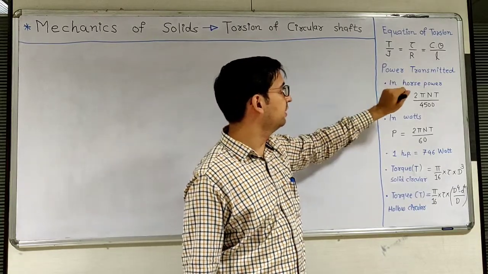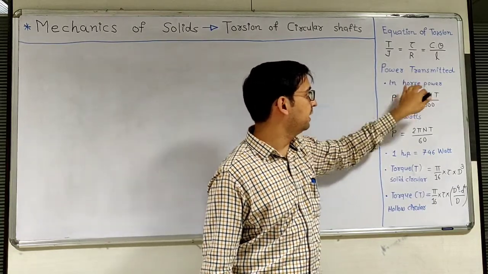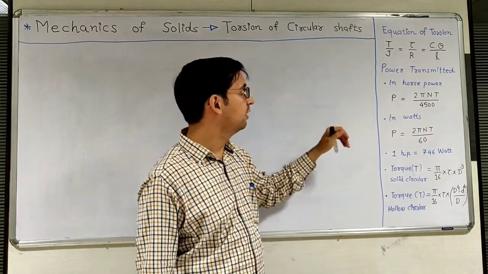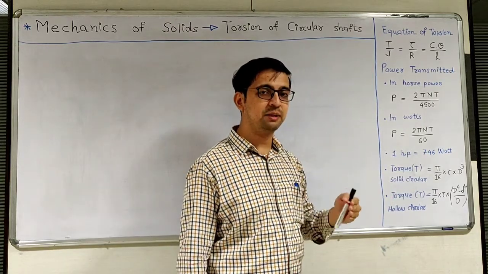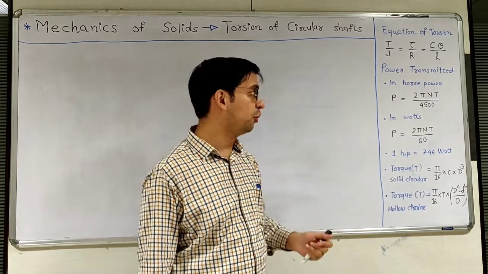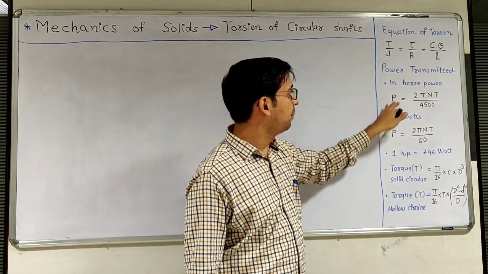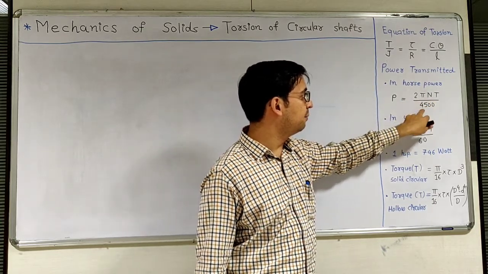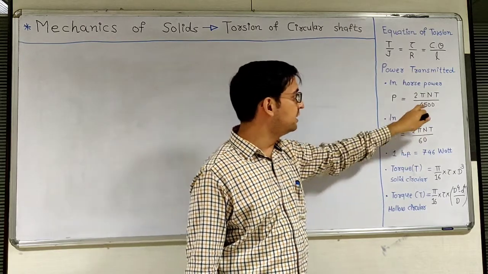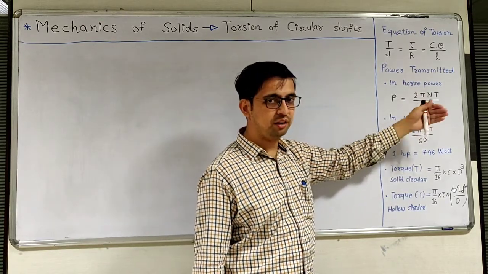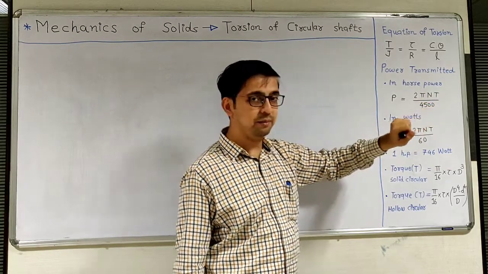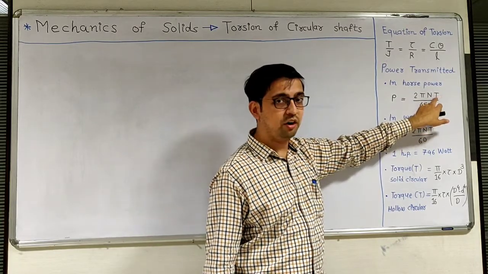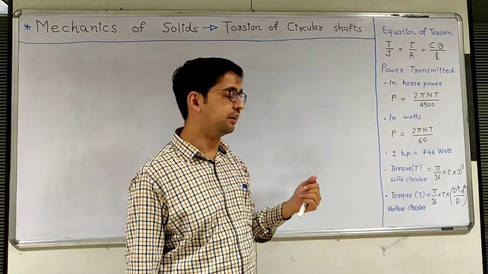Now second equation needed is power transmitted in horsepower and in watt. We need both conversions because the major part of torsion content is power transmission from one unit to other unit. For power transmission in horsepower, the equation is 2 pi NT divided by 4500, in which N is speed of shaft indicated in RPM, T is torque. Here we need to know T torque is written in kg into meter.